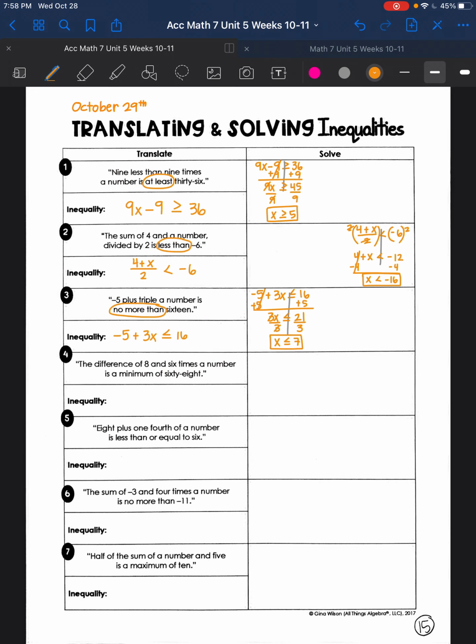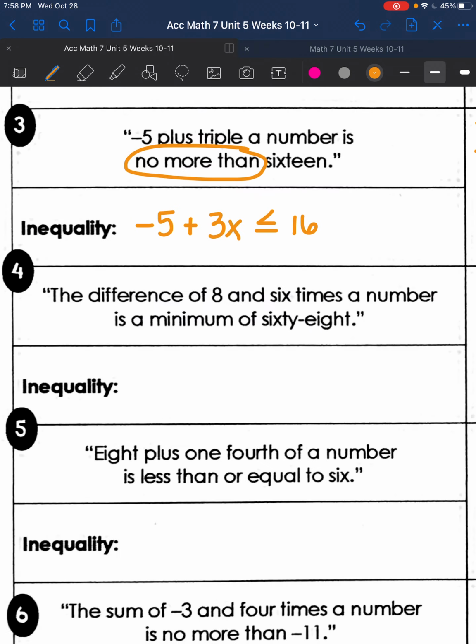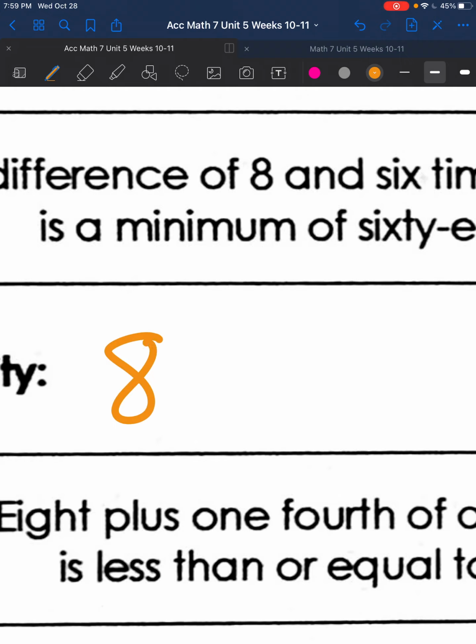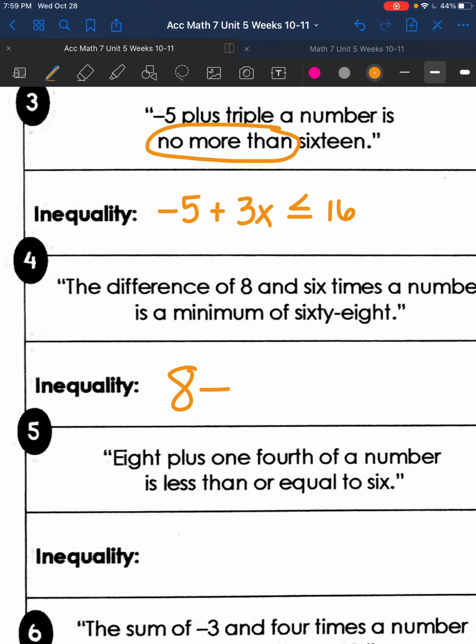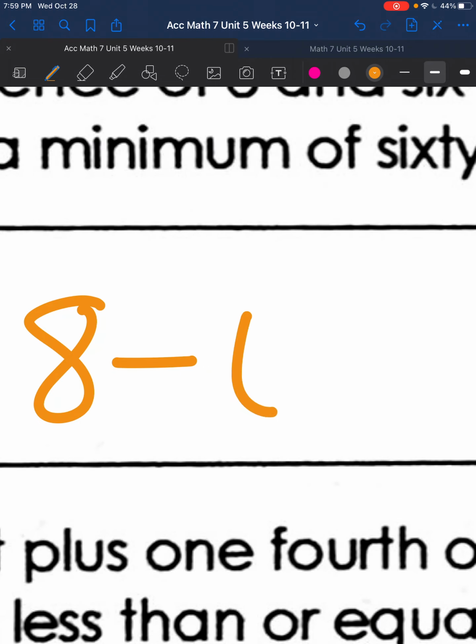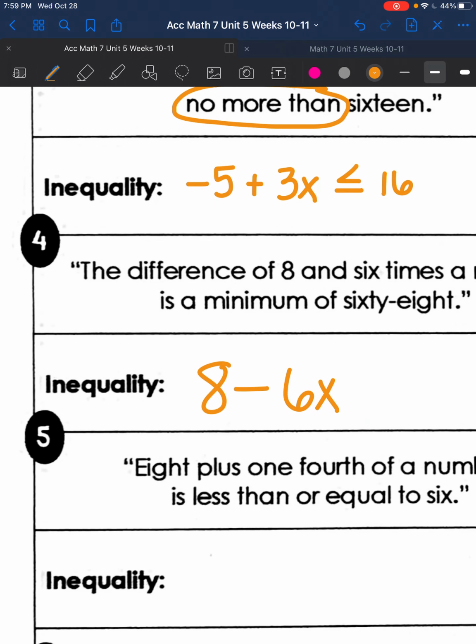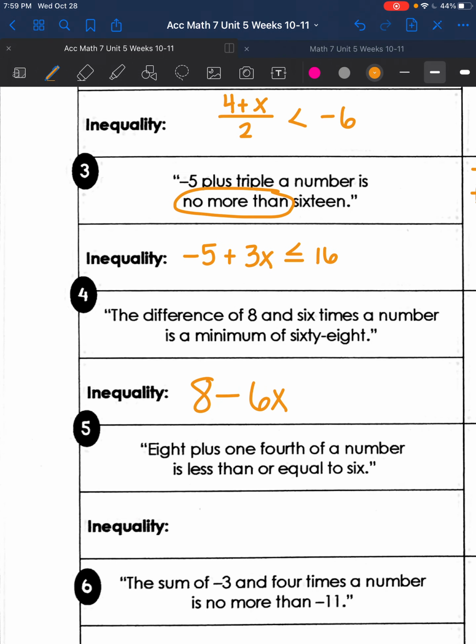Okay, number 4. The difference of 8 and 6 times a number is a minimum of 68. Okay, so key words here. Difference means that I want to subtract. So we start with 8, and we know we're subtracting because we're taking the difference. So 8 and 6 times a number. So 8 minus 6x is a minimum of 68.